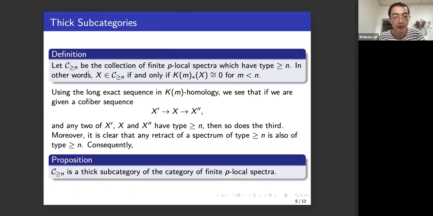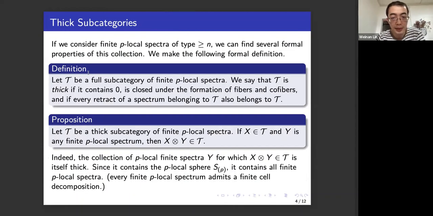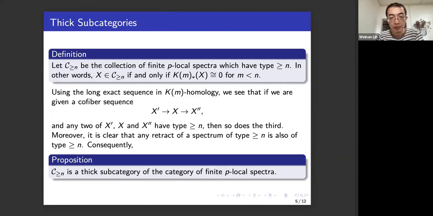And now we have defined the thick subcategory, and then we want to give some examples. We see the category C greater than or equal to N, which is the collection of finite p-local spectra which have type greater than or equal to N. We defined this in the beginning, p-local spectra which have type N. Here we are considering all finite p-local spectra which have type greater than or equal to N.